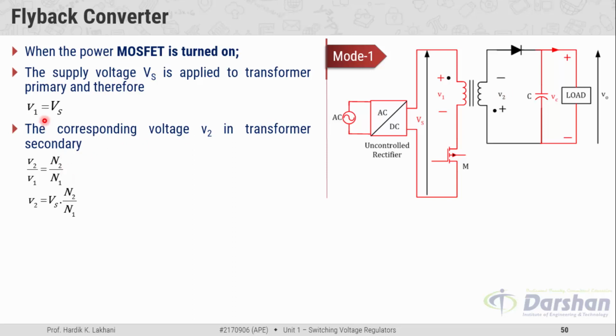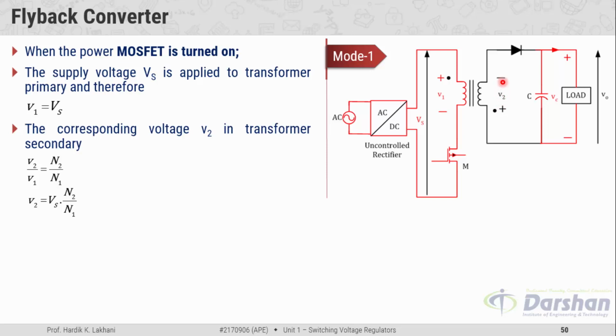By substituting V1 is equal to Vs into this equation, and making V2 the subject of the equation, we get V2 is equal to Vs into N2 divided by N1. So the voltage across the primary winding is equal to Vs, and the voltage across the secondary winding is equal to Vs into N2 divided by N1 when the MOSFET is in the on state. During the first interval, the polarity on the secondary winding is such that the dot end terminal is positive and the other terminal is negative.